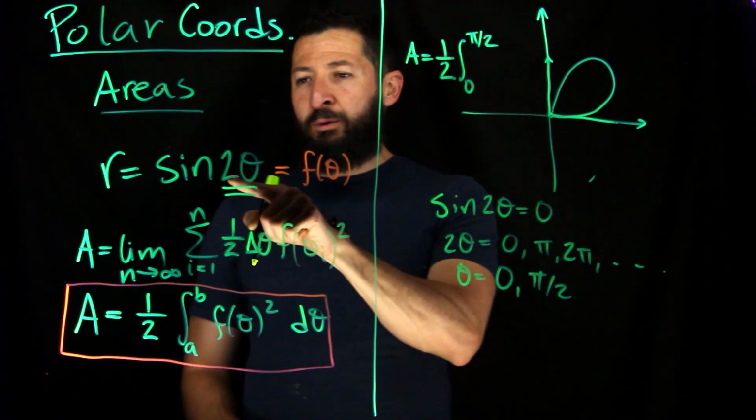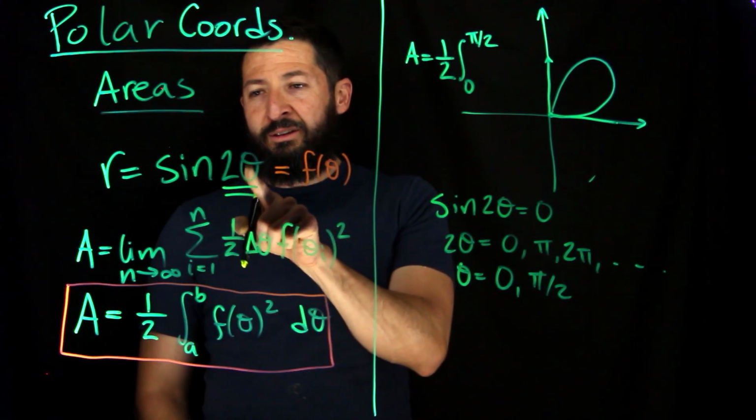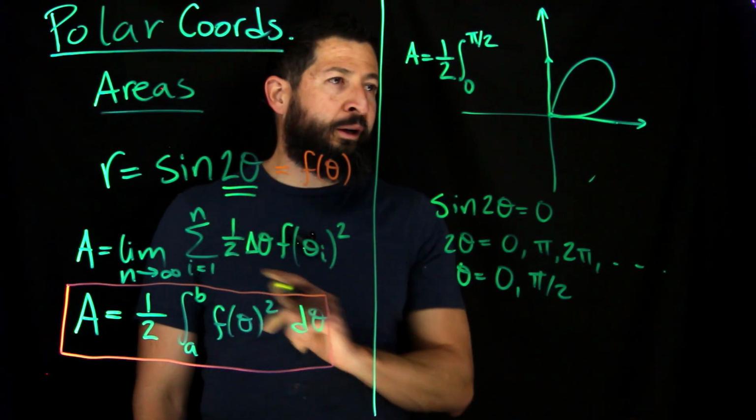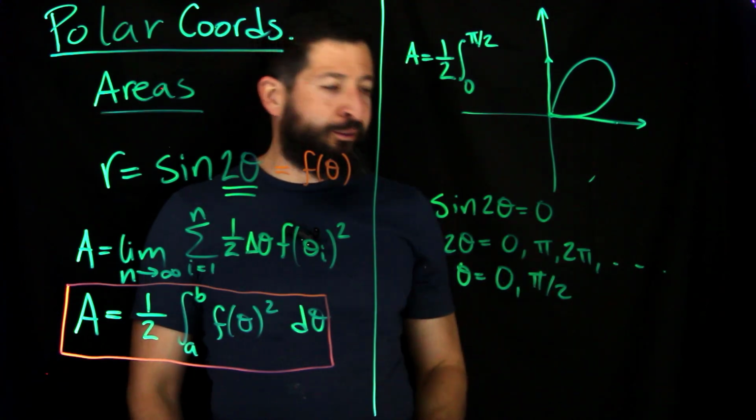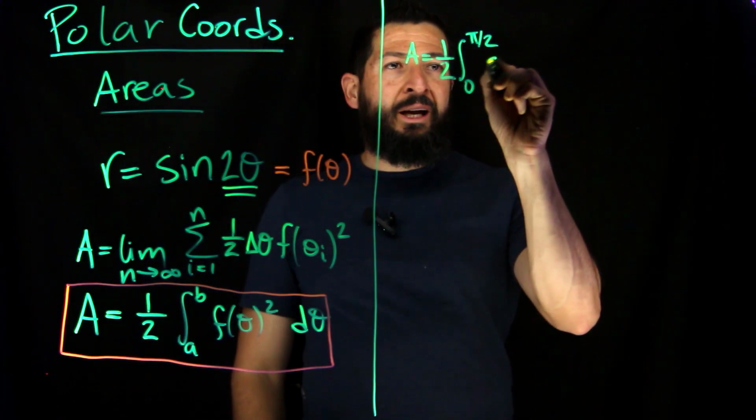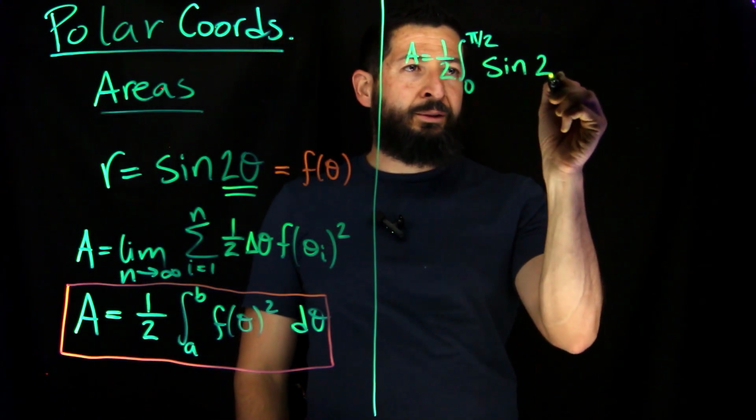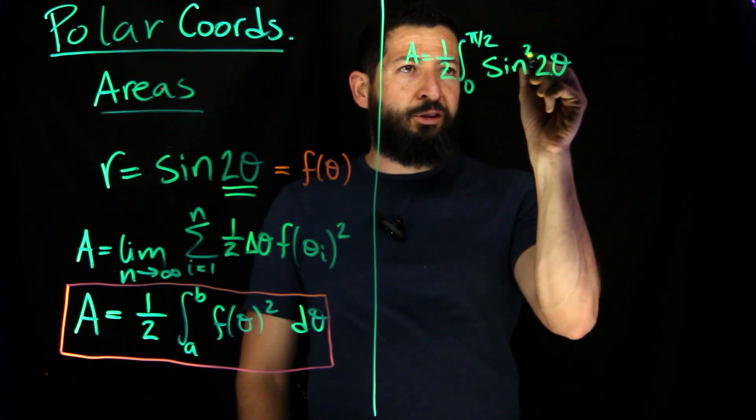And then I'm going to write the formula of the function, sine of 2 theta squared. Let me erase and then we compute the integral. So we have the integral of sine of 2 theta squared d theta.